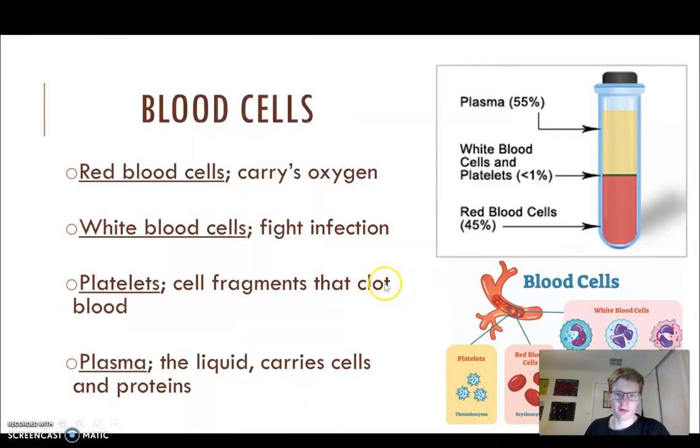Next, we have blood cells. So our blood here is made up of 4 components. Red blood cells have the job of carrying oxygen to everywhere in our body. If you didn't know, blood is kind of like a highway. Highways are full of trucks that transport things all across a town.